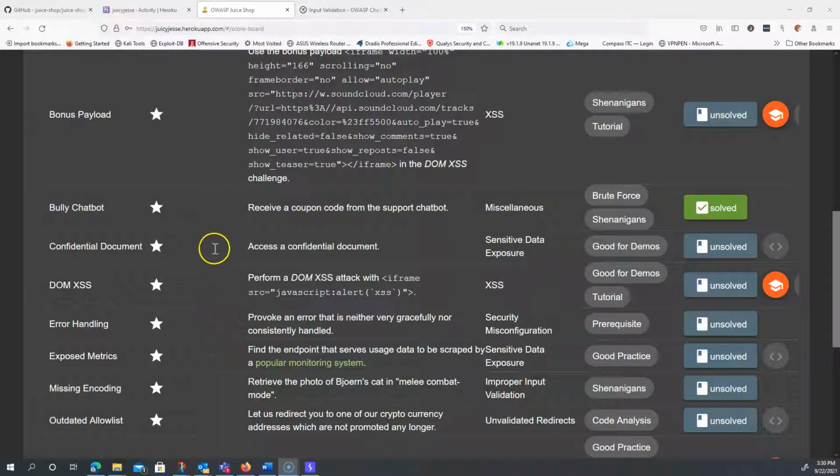Okay, everybody, so what did we just do? We just bullied that chap on a submission. And we're gonna go down the line here, and the next one we're gonna do is this confidential document here.